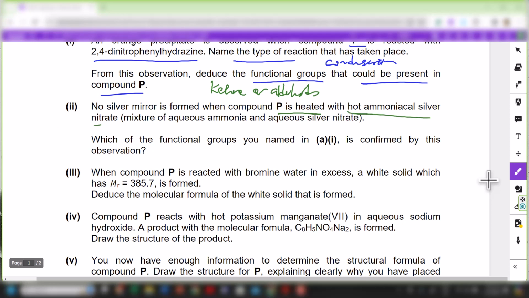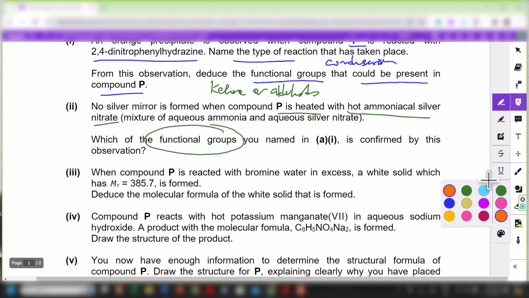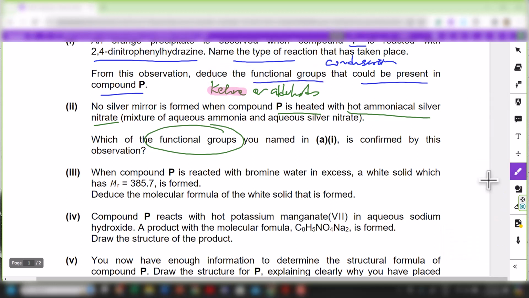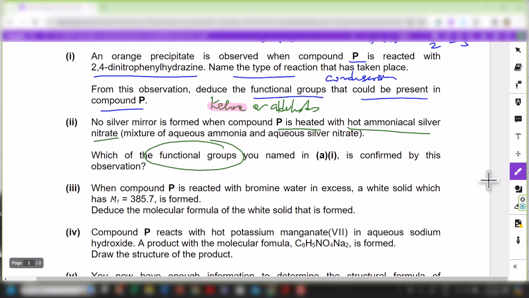Right, A2, you were told that no silver mirror is formed when P is heated with hot ammoniacal silver nitrate. You know that this is a test for aldehydes. They mentioned no silver mirror, so very specific here. This is actually Tollens' reagent. So from here, you can conclude that we are only looking at ketones. So aldehyde is not present. This allows us to confirm that one of the functional groups present in P is ketone. So I'm going to write ketone out.